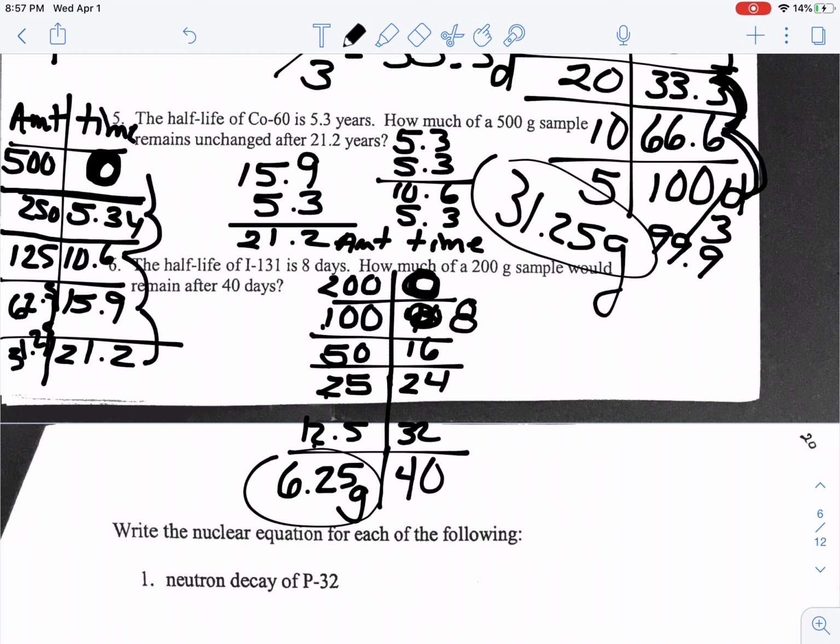On my time side then, notice I started out at time 0. Right now I started the stopwatch. My half-life always goes in the second slot, 8 days. Another 8 days go by is 16. Another 8 days go by is 24. Another 8 days go by is 32. Another 8 days go by is 40 days.